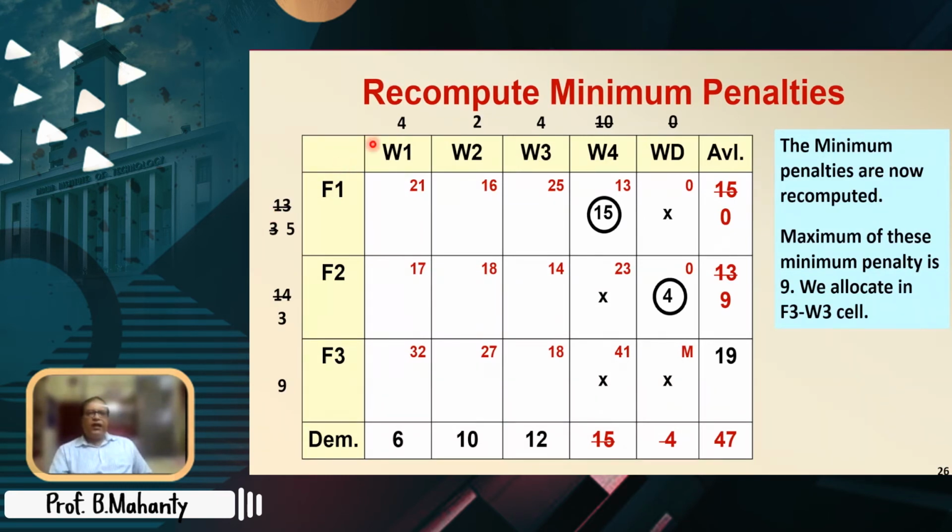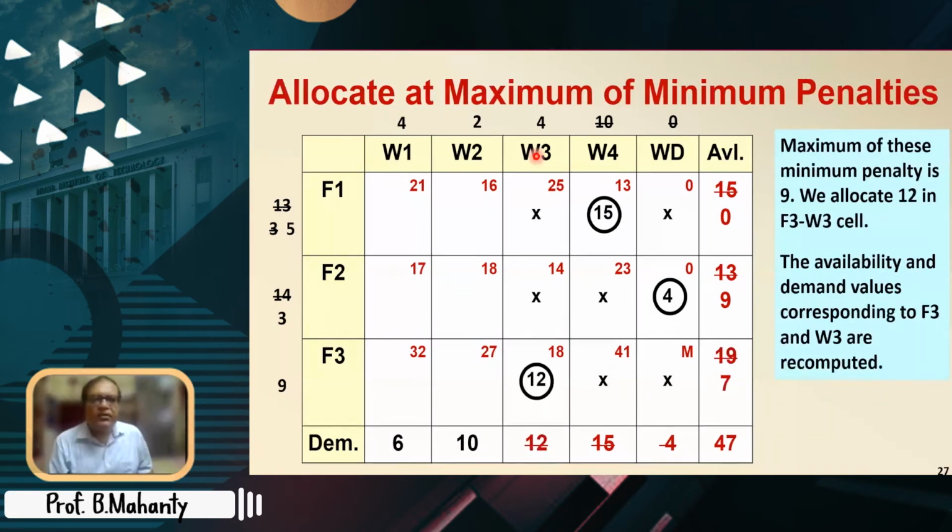So 5, 3 and 9, and 4, 2 and 4. And then we see this 9 is the maximum. So therefore we should make some entry here. It is very clear. How much entry should we make here? What should be the value then? That should be 12. Fine. So an entry of 12 could be made there. So that is made.